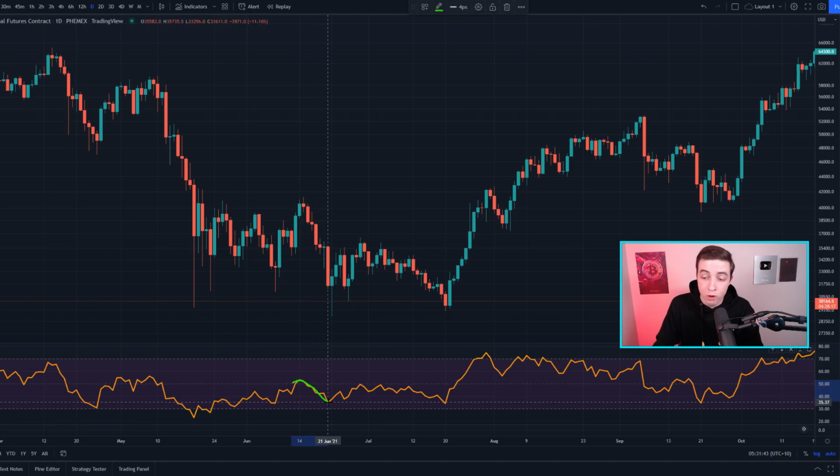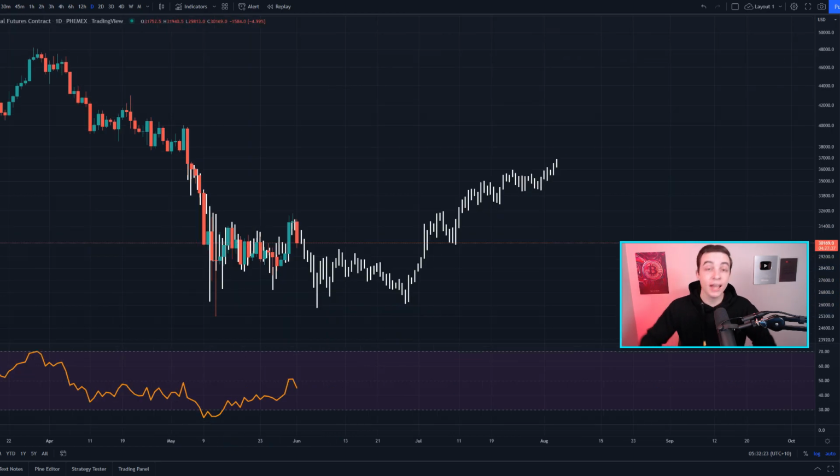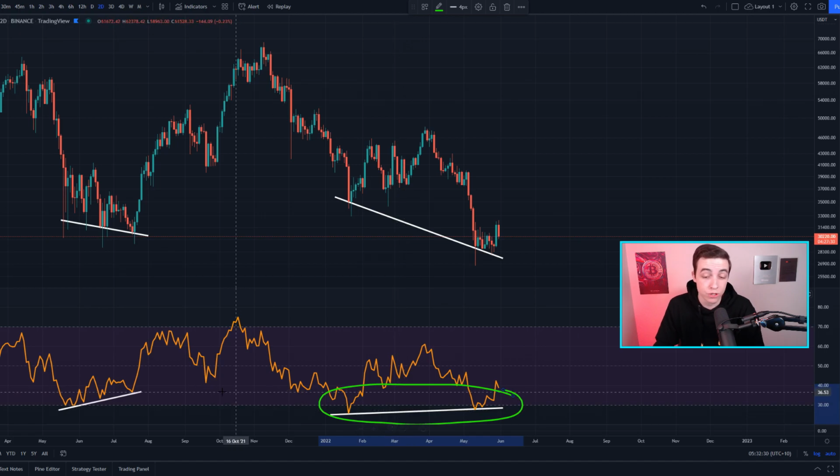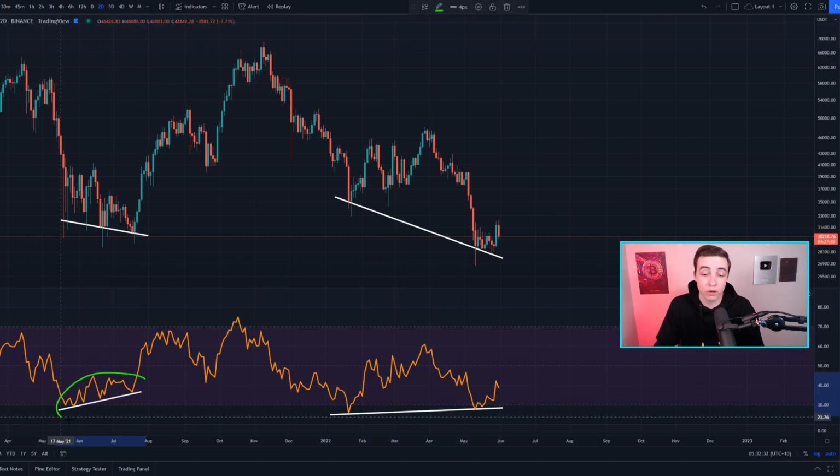And then we saw a pullback in the daily Bitcoin RSI, which also resulted in a further pullback in the Bitcoin price, which once again revisited the original low that we set back during May. And not only that, but if you're zooming out to the 2-day Bitcoin chart, obviously we still have this active bullish divergence right here, and we also saw something very similar on the 2-day Bitcoin chart back during the middle of last year.